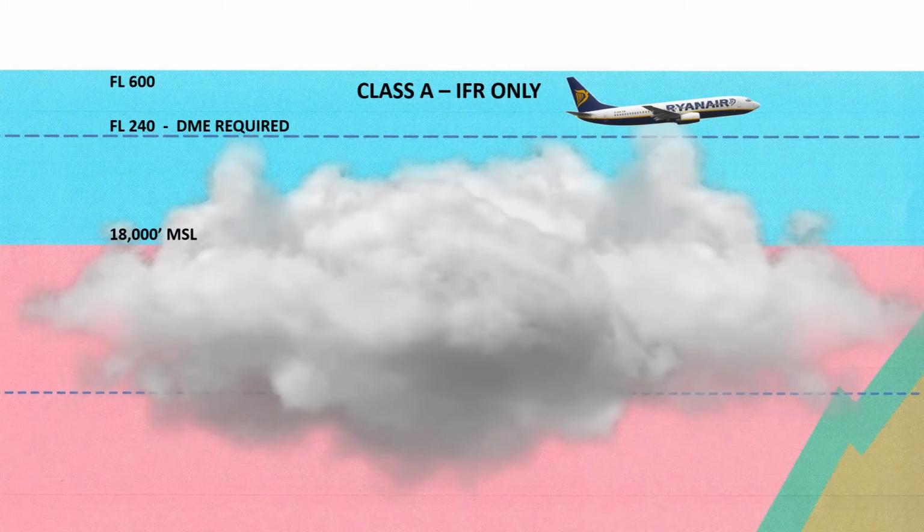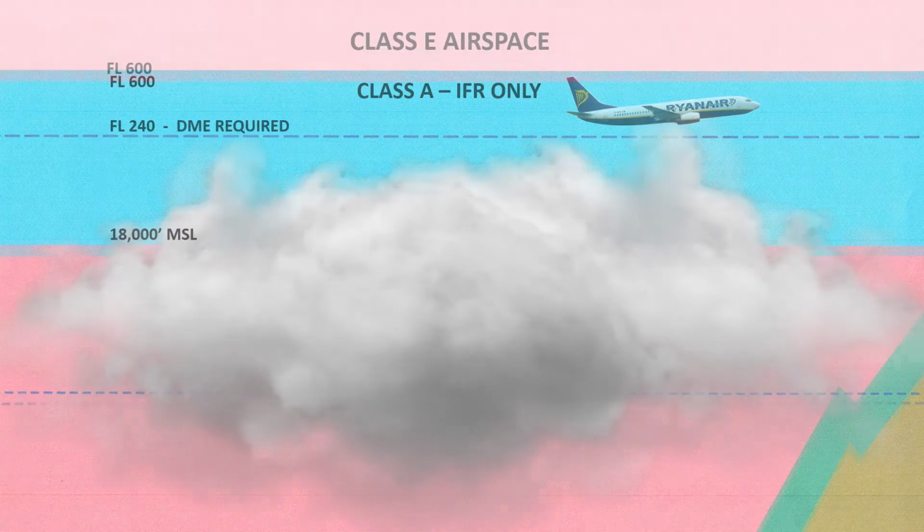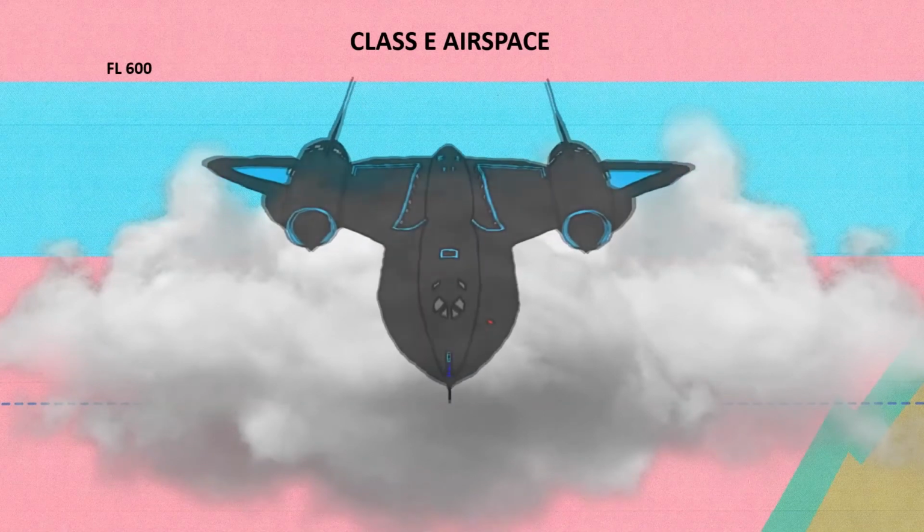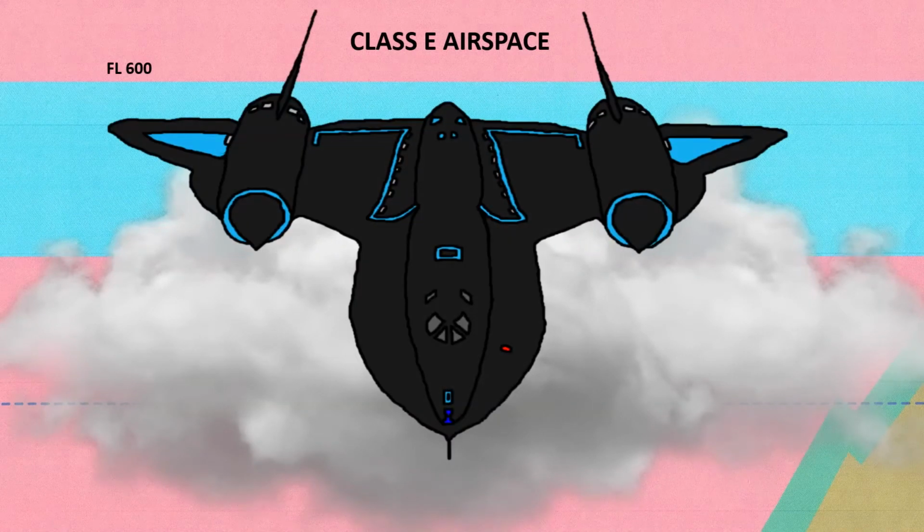So what's above Class A airspace? It only goes to 60,000 feet, right? Well, now you're back to Class E airspace. Remember, it's everywhere. What flies up in Class E airspace? Well, this guy used to a lot. The U-2 did. Basically, some select military aircraft and spacecraft at this point.